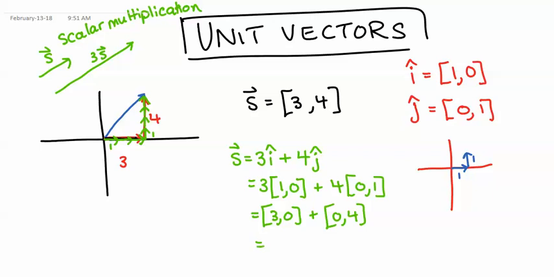Then remember we talked about adding vectors: you just add their x components and their y components. So 3 plus 0 would be 3, 0 plus 4 would be 4. So I just proved that 3 i hat plus 4 j hat is equal to 3, 4. You can turn any vector into a unit vector, boom, by using i hat and j hat. It's pretty straightforward, and it's going to become useful later.